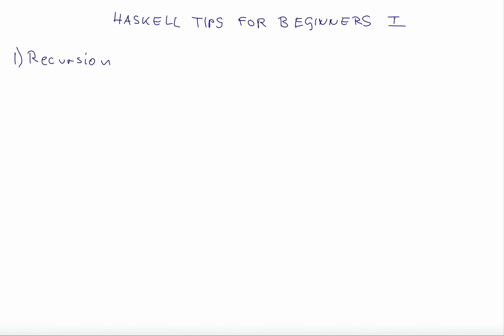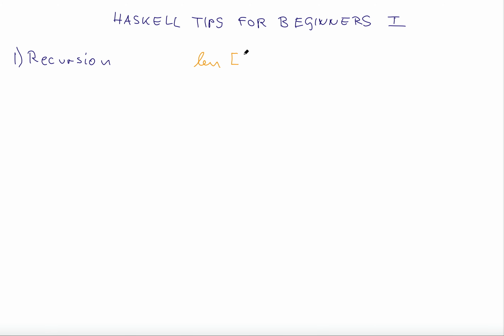I want to talk about the 4 tips I would think of as being the most important ones if you're just starting out on Haskell. So the first tip is we use recursion instead of loops. Let me explain this with my running example here.